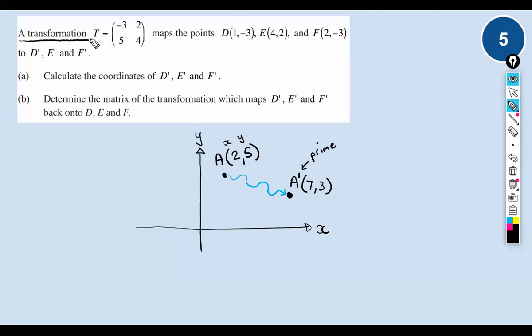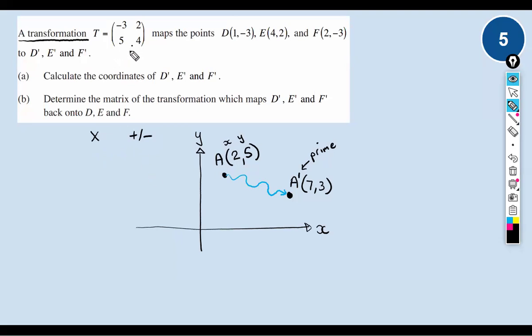Transformation just means you are moving the point from one point to the next point. That is all transformations mean, right? Now, there are two broad categories of transformations. It's going to be a multiplication or an addition or subtraction, either of the two.